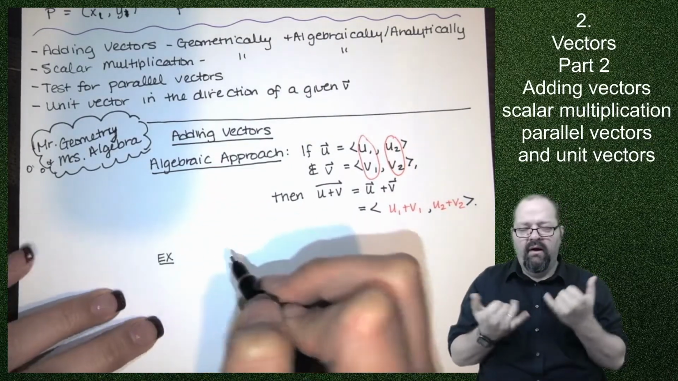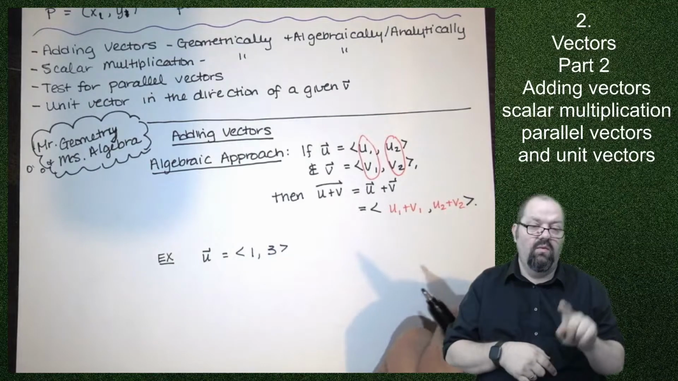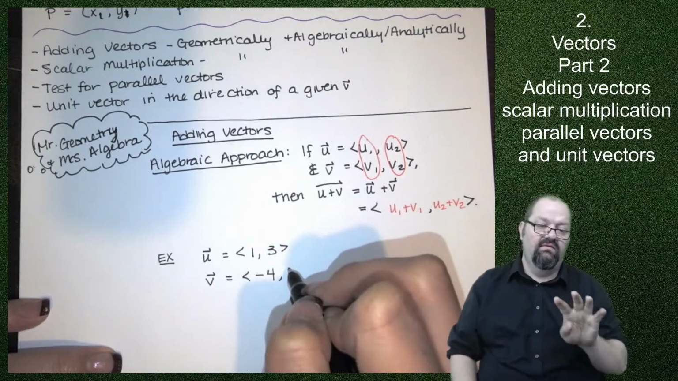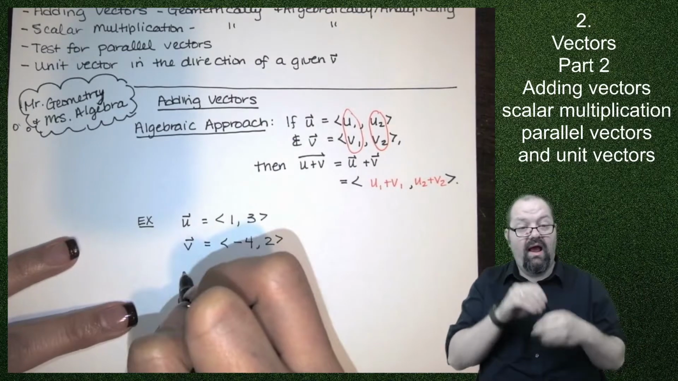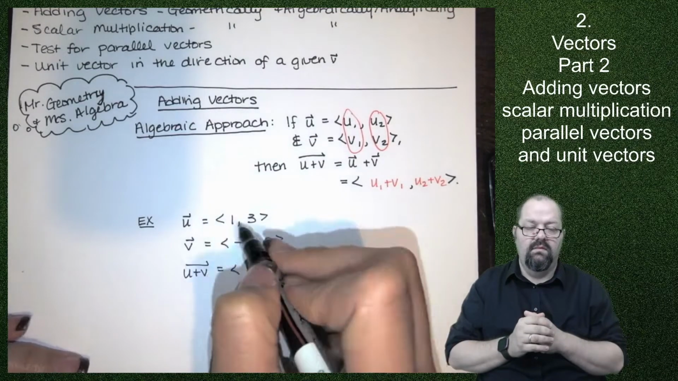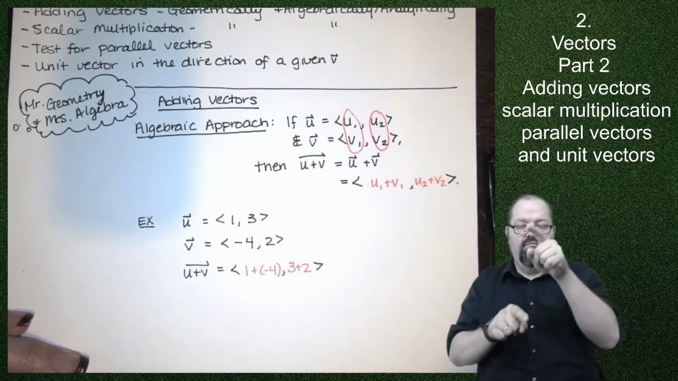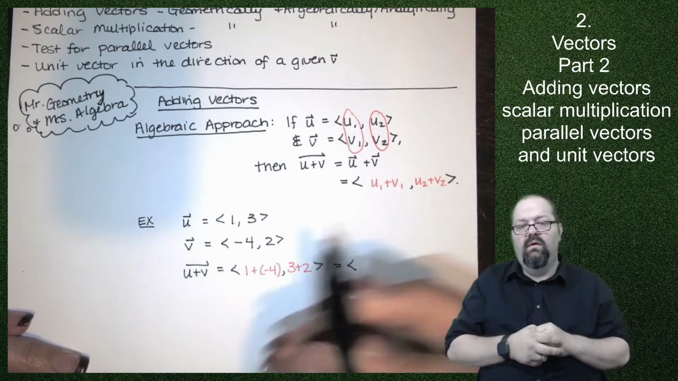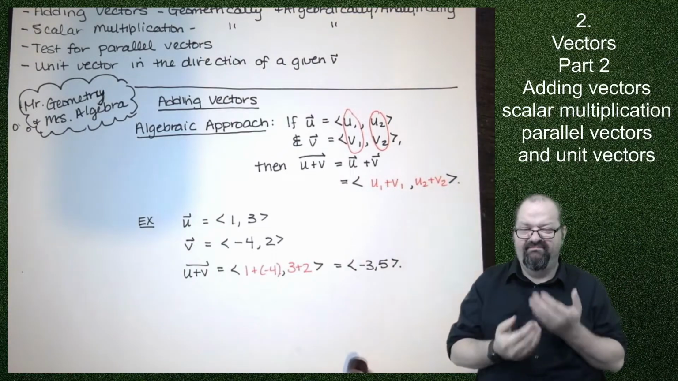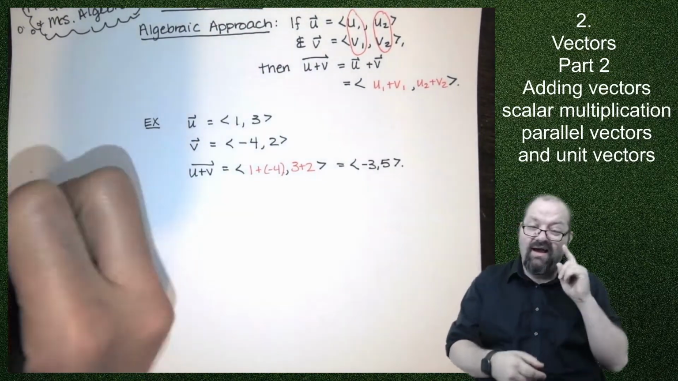So let's say, for example, I have U equals the vector 1, 3, and V equals the vector negative 4, 2. And I want to add those two together. I get a new vector U plus V. I'm just going to add component by component. I'll do 1 plus negative 4 and 3 plus 2. And so I get negative 3, 5. And that's our answer. Easy breezy. Now, the geometric approach seems a little bit more involved, but I actually think it makes a lot of sense.